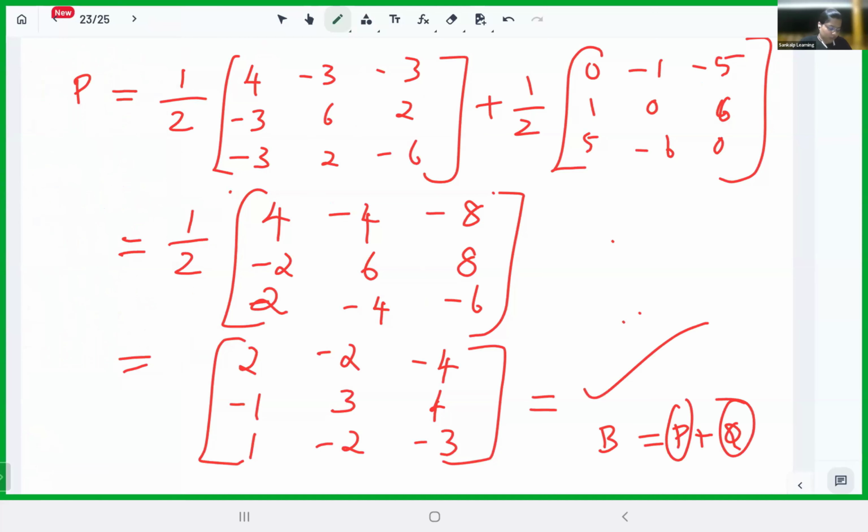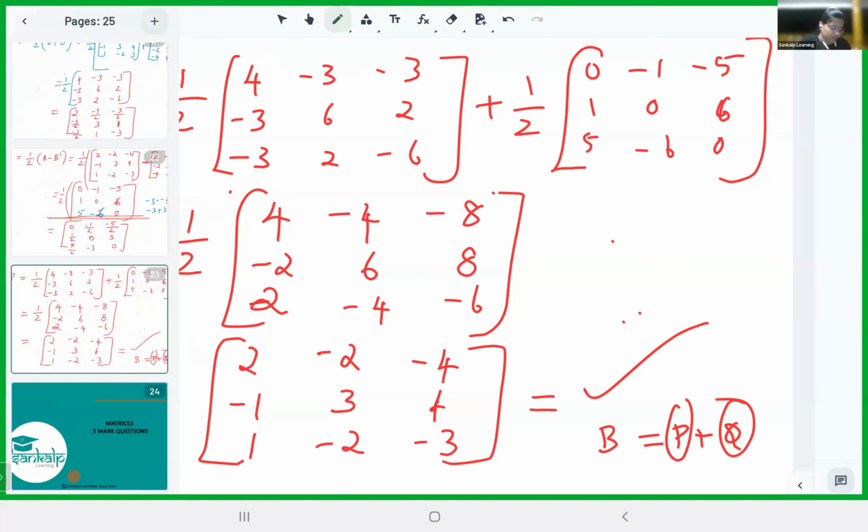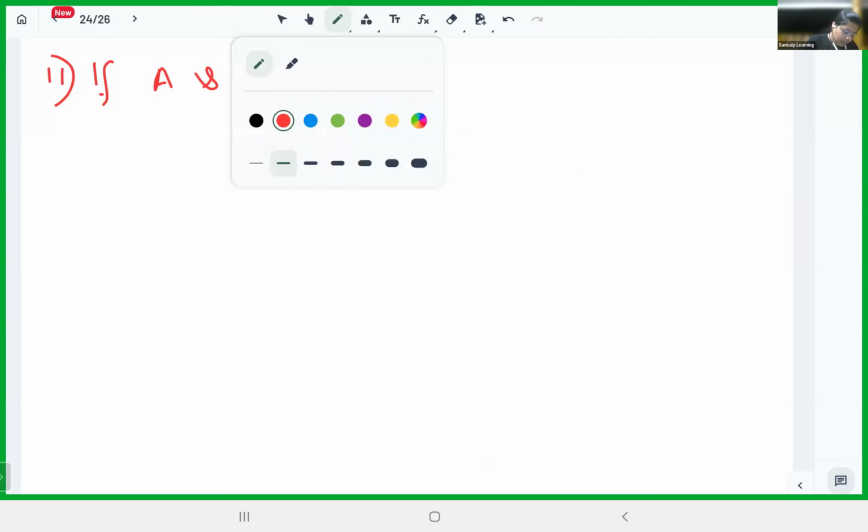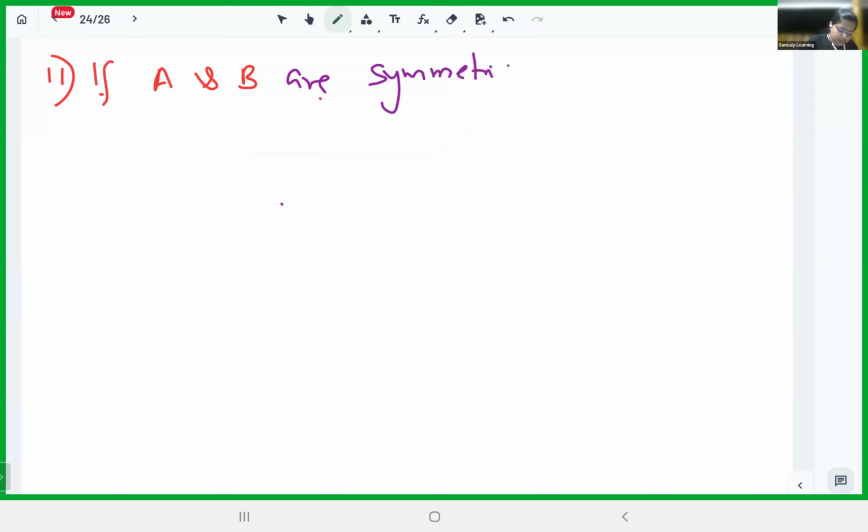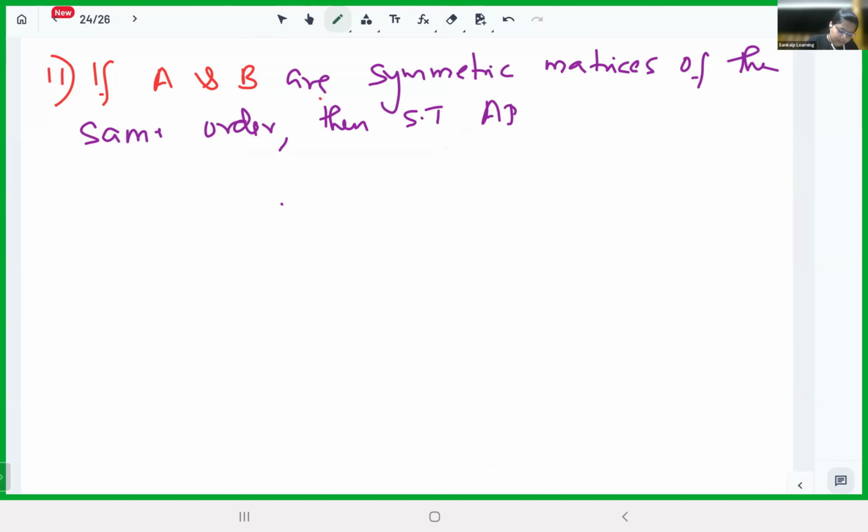Now we are moving on to the last question of the session. That is the 11th question. If A and B are symmetric matrices of the same order, then show that AB is symmetric if and only if AB is equal to BA.